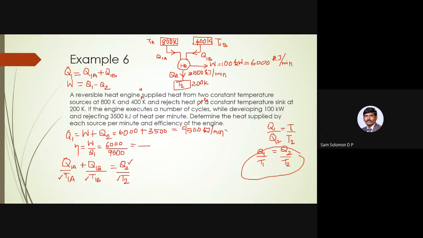Look at this first equation which we have written here. Q1 is 9,500. So Q1 is nothing but Q1A plus Q1B. So Q1A plus Q1B is 9,500. So that is another algebraic equation. So now I have two algebraic equations involving Q1A and Q1B, so I can solve these two equations and get the value of Q1A and Q1B. Okay. So let's see how it's done.